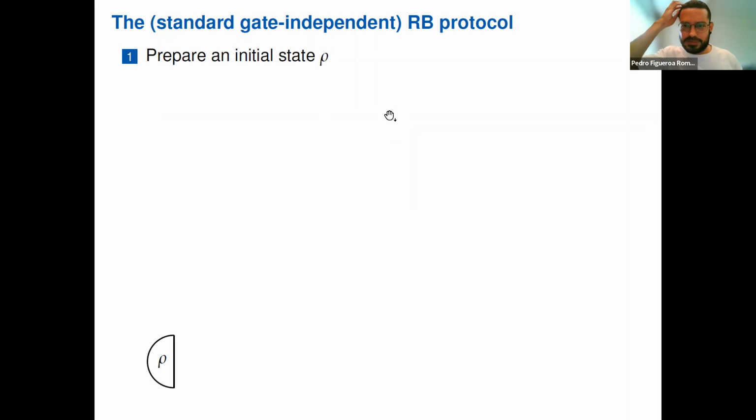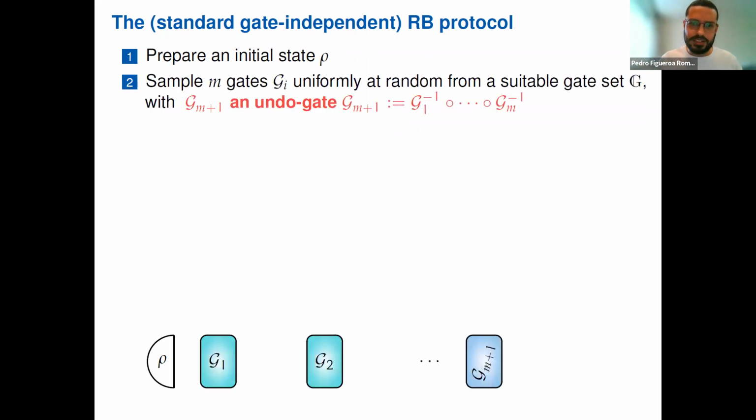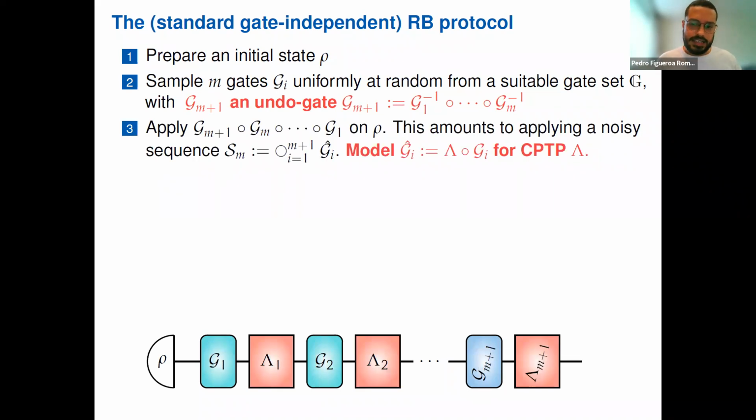So what is the idea with randomized benchmarking? Even if you're already aware of it, I'm going to tell you the standard idea, for the standard protocol. You sample a number M of gates G_i uniformly at random from some given gate set, such that you can construct the inverse. There are some protocols nowadays that get rid of this requirement of the inverse, but I'm just giving you the standard picture where you assume that you can compute this inverse, so the sequence of inverses of all of the gates that you applied. Now ideally this would amount to an identity, right? So you wouldn't be doing anything. However, that is not the case.